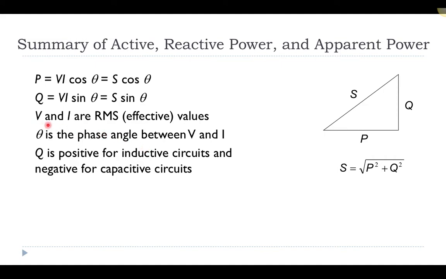So the V and the I here are always the effective or the RMS values in our circuit. We're not using phasor notation. It's just the actual effective values without the angles. Theta is always the phase angle between the voltage and the current, or more specifically, it is the angle of our impedance value. Our Q value is going to be positive if it's an inductive circuit, and it's going to be negative if it's a capacitive circuit. Another way to say this is if the inductance dominates, it would be positive, and if the capacitance dominates, it would be negative.